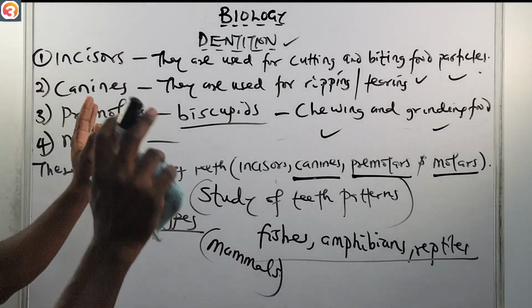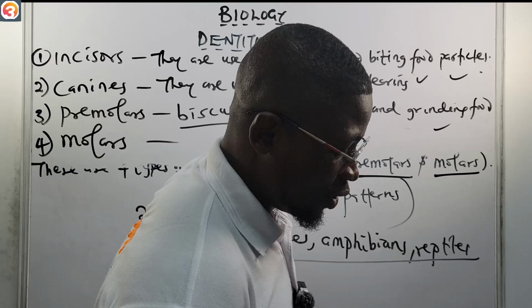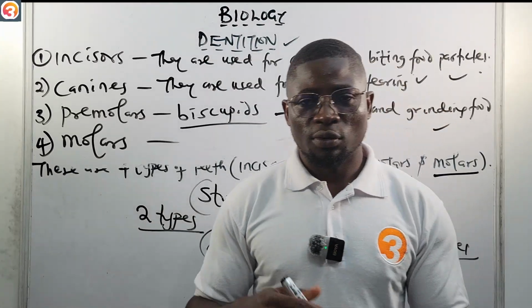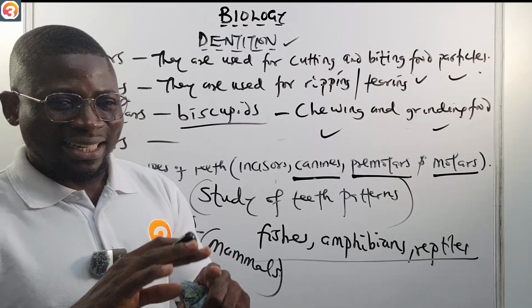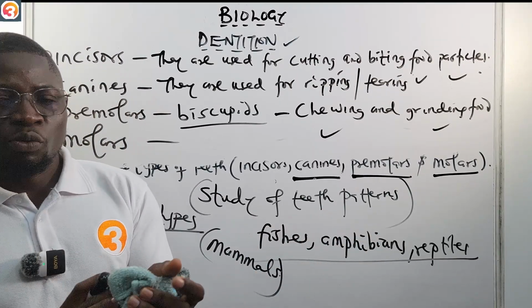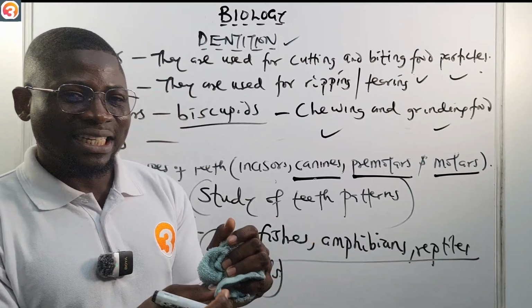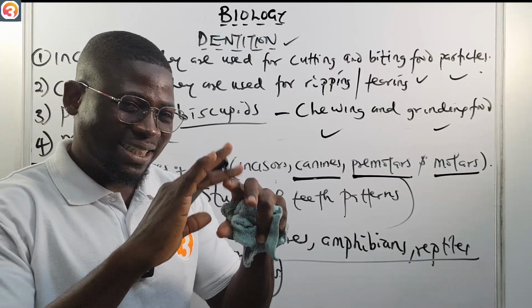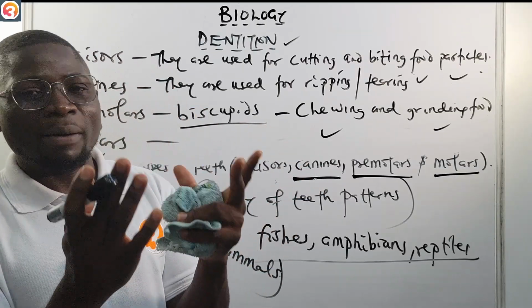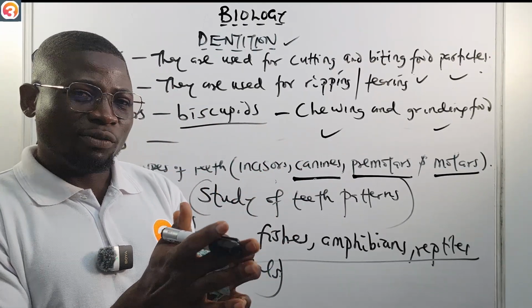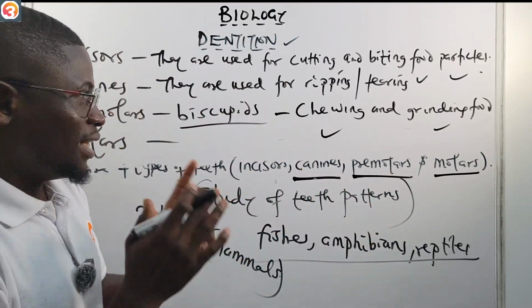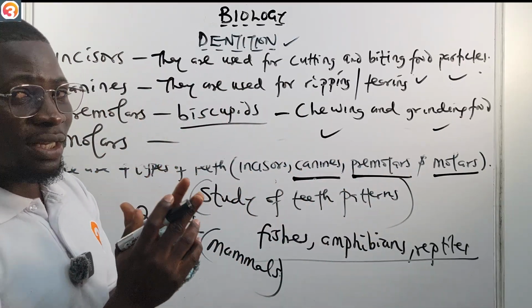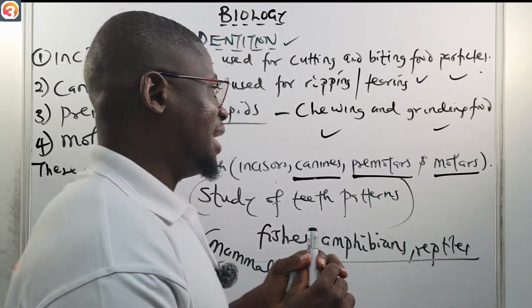Now, having known this, that takes us to a very, very important topic, which is the dental formula. How are these teeth arranged? What are the kinds of teeth? It's the dental formula that shows us how the teeth are arranged in mammals, and the kinds of teeth that are present. Let us quickly see, because these questions come out in your exam very often. You have to pay attention to it.